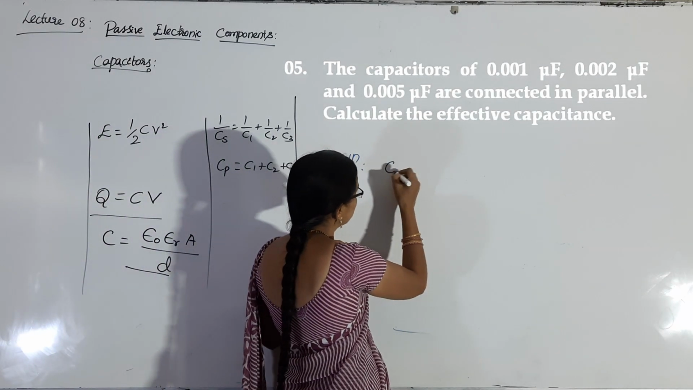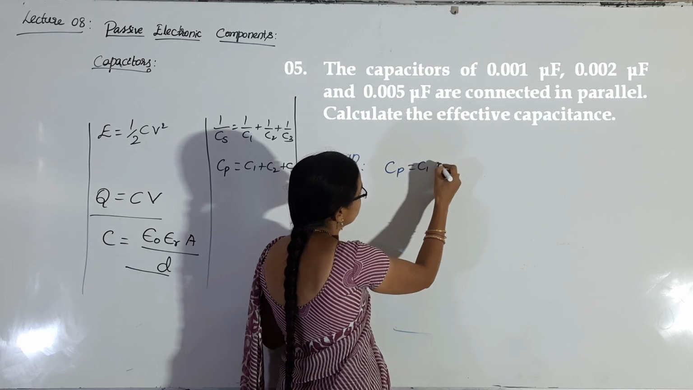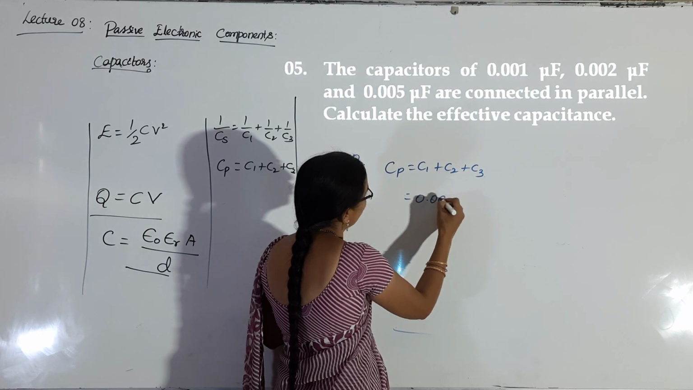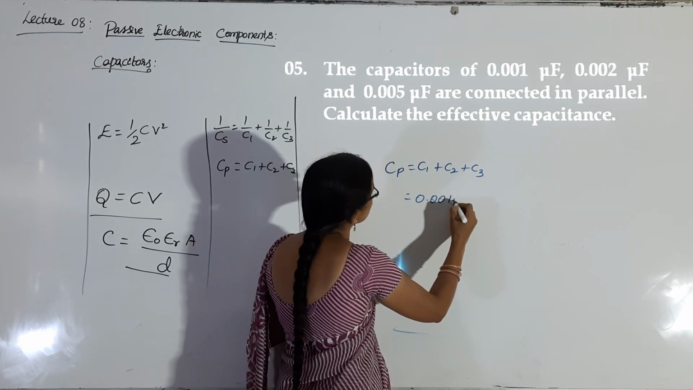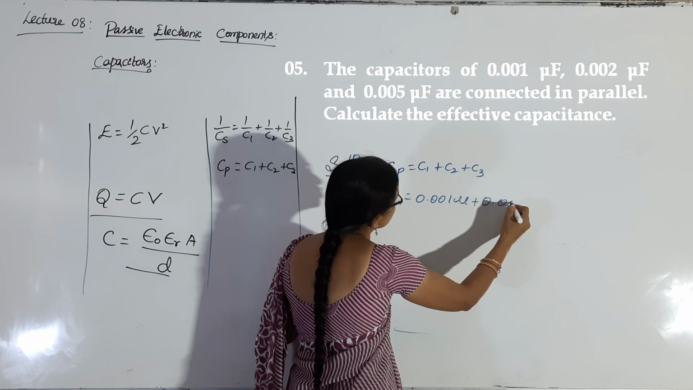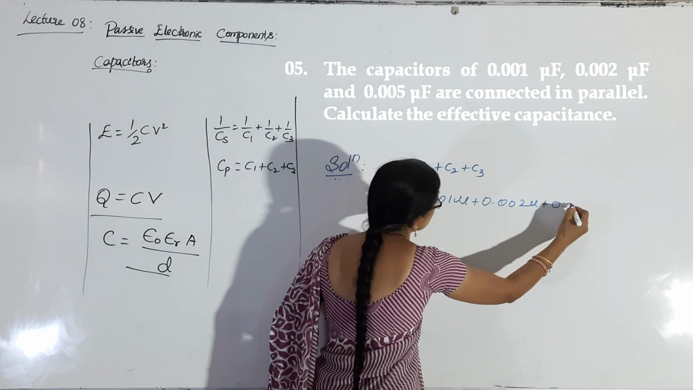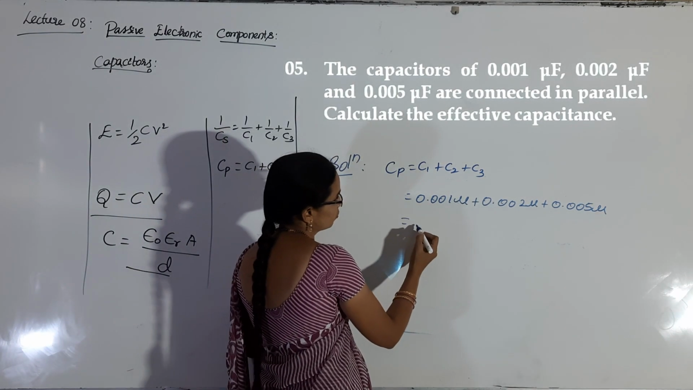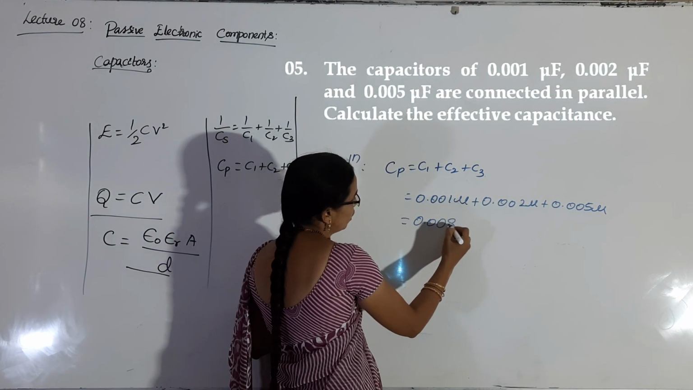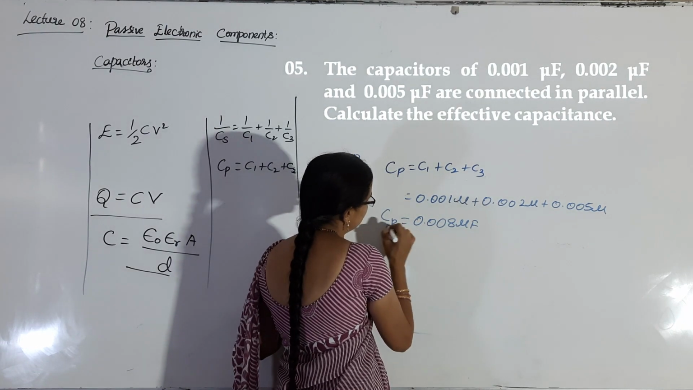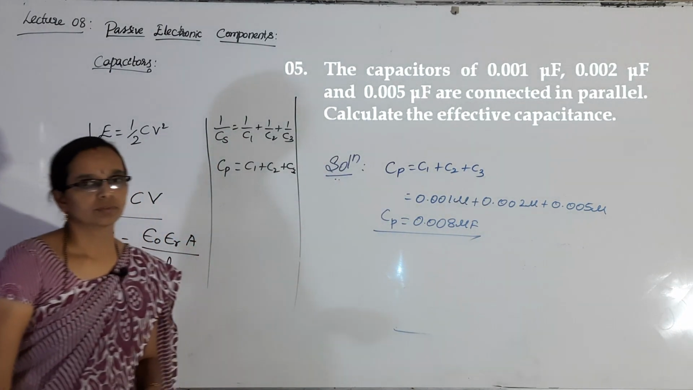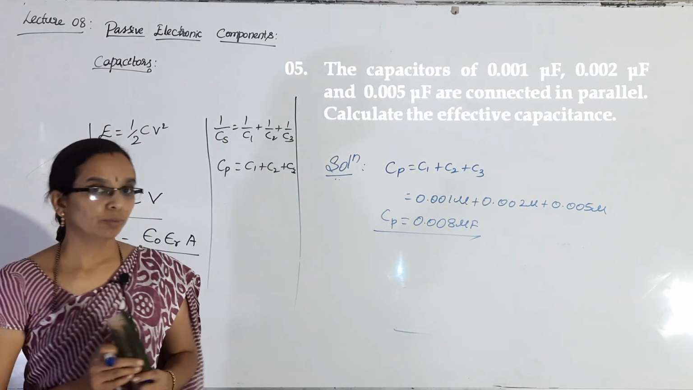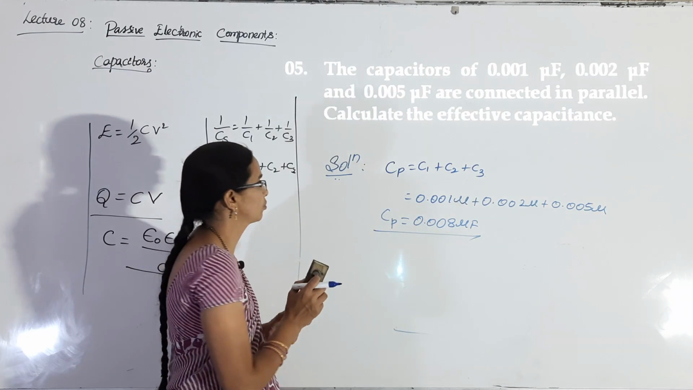So, Cp is equal to C1 plus C2 plus C3, 0.001 micro plus 0.002 micro plus 0.005 micro, 0.008 microfarad will be the answer. It's a very easy problem. Don't make it complicated. Directly put that and add it up.